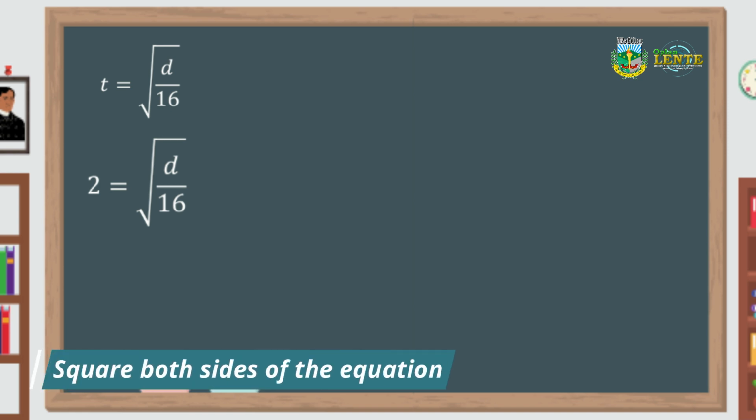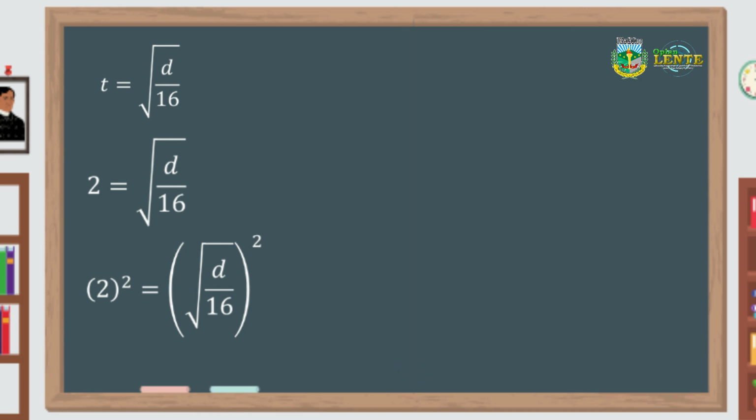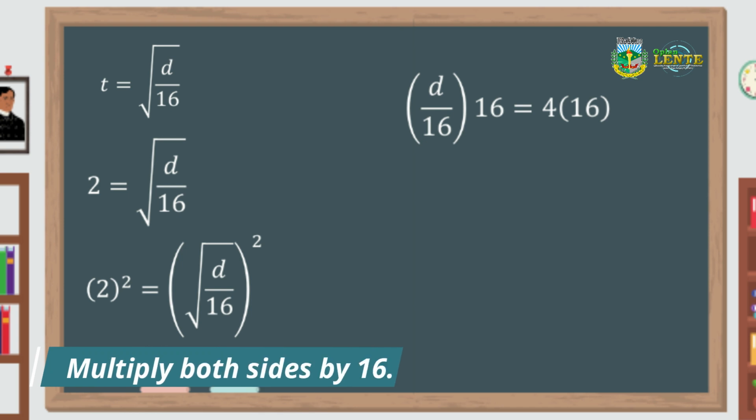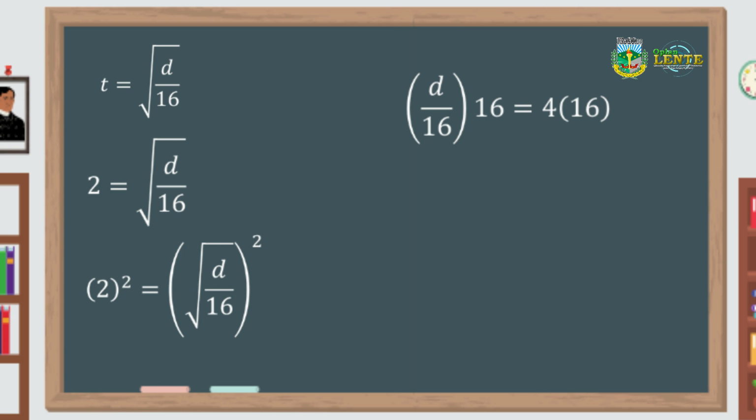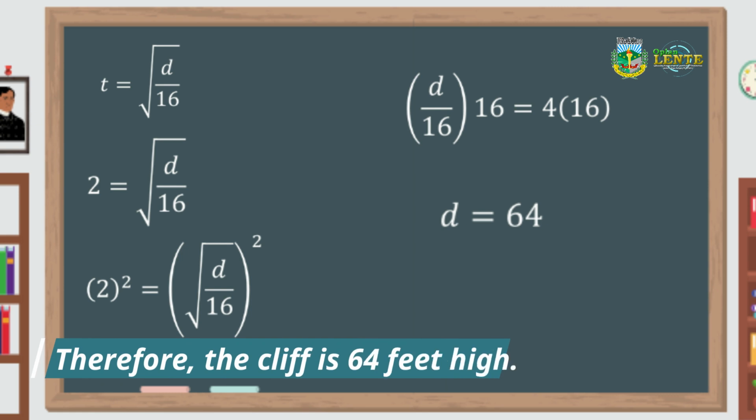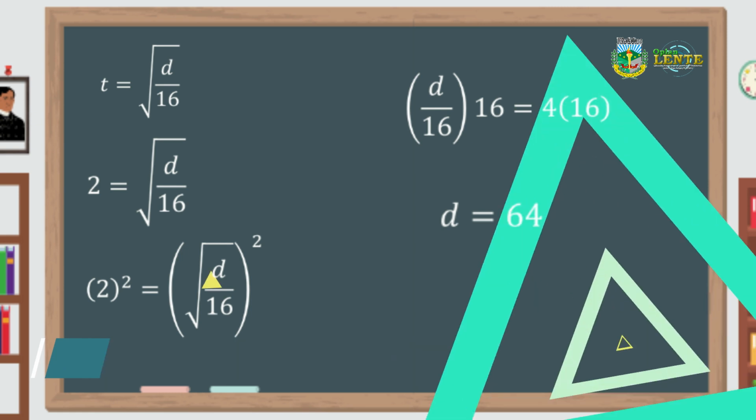Squaring both sides of the equation, we have the quantity of 2 squared is equal to the quantity of the square root of D over 16, squared. Multiply both sides by 16. The quantity of D over 16 times 16 is equal to 4 times 16. The result will be D is equal to 64. Therefore, the cliff is 64 feet high.